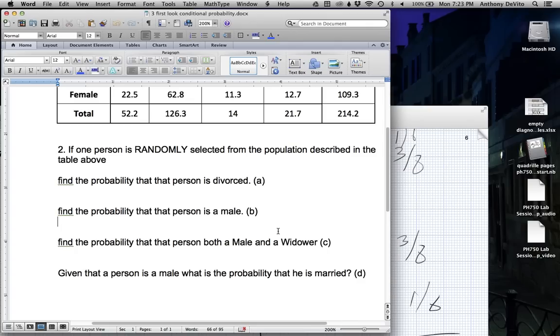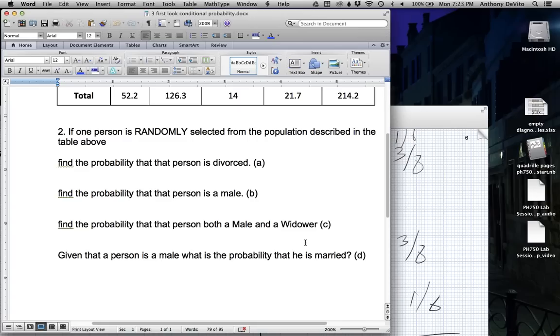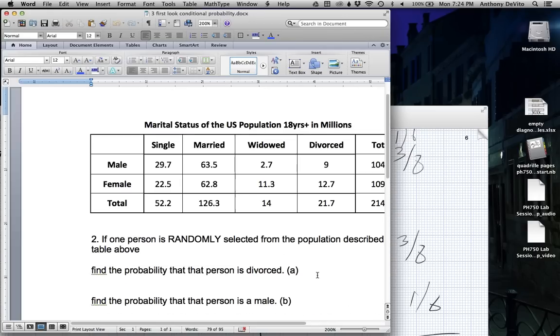So I want to hear from the peanut gallery back there. Given that a person is male, what is the probability that he is married? Before you answer that, what kind of probability is that? Conditional probability. That's what we were talking about. Given that a person is male, in other words, first we determine that person is male. Now we're only looking at males. So what's the probability that he's also married, given that he's male?